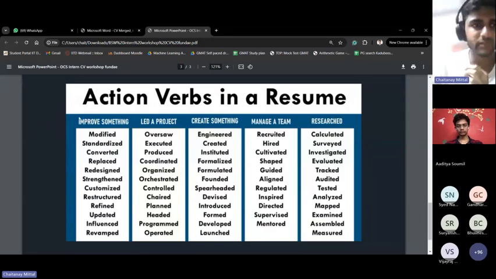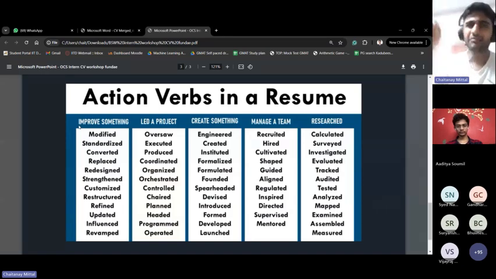Whenever in a project, let's say you improved something, or let's say it's a machine learning project, or a software where you improved any particular part of it, or the whole complete project, that's fine. Each time, instead of writing improved, you can use these words. You can write replaced, redesigned, updated, or revamped. These are the words which at least won't create redundancy in your CV.